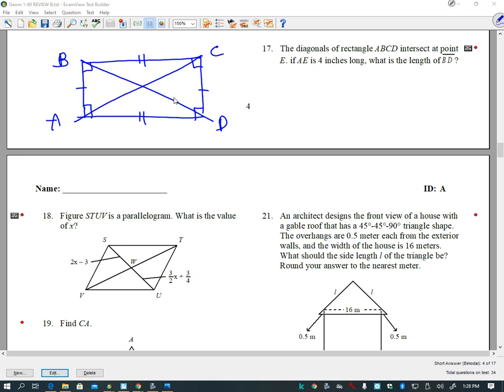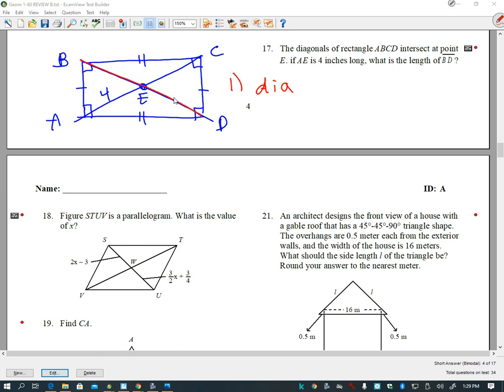Okay, so what are we calling this point in the middle? E. So they tell me that AE is what? 4, and they're asking for this line right here. It should be 8. Do you know why? For one, a rectangle is a parallelogram. And in a parallelogram, diagonals do what? Diagonals bisect each other. But a rectangle's diagonals are what?